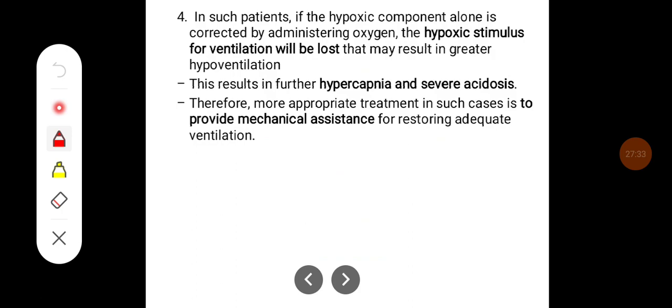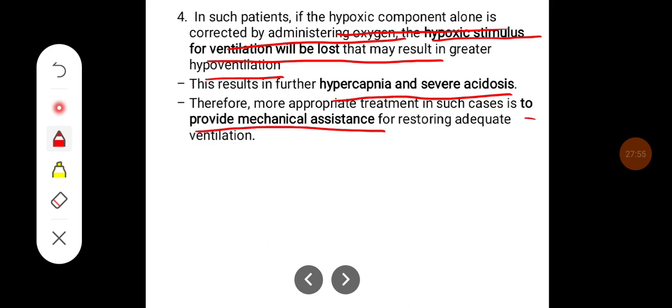In such patients, if the hypoxic component alone is corrected by administering oxygen, the hypoxic stimulus for ventilation will be lost, which may result in hypoventilation. This results in further hypercapnia and severe acidosis. Therefore, a more appropriate treatment in such cases is to provide mechanical assistance for restoring adequate ventilation.